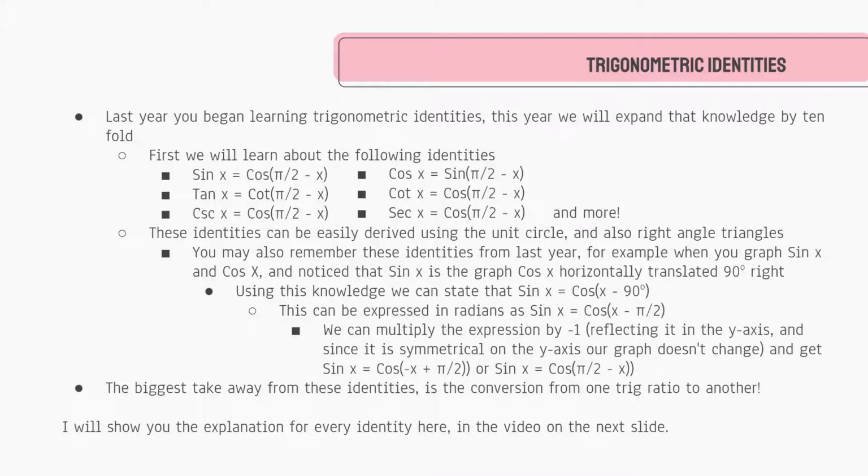So next, I multiplied the cosine expression by -1, which reflected it in the y-axis. And since it is symmetrical in the y-axis, our graph actually doesn't change. However, we could now rewrite the equation that we got as sine of x is equal to cos of pi over 2 minus x. That is the exact form of the trigonometric identity we learned today. With that being said, I will show you how to use the unit circle and right angle triangles to derive the rest of the identities and tell you how to remember them a lot more easily.